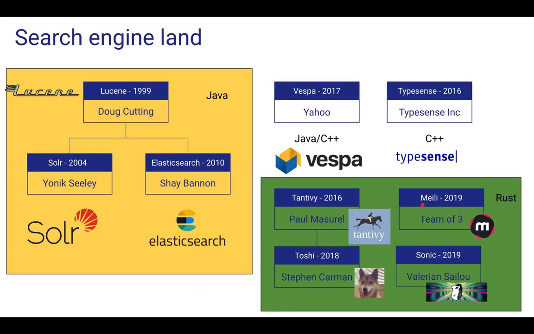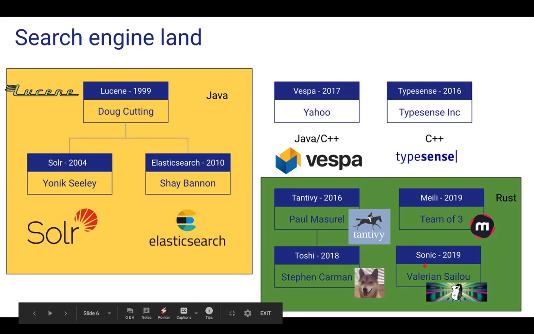And then there is another one, also written in Rust, launched in 2019. It's a team of 3 developers, and it's gaining popularity as well. All of these are open source. And then Sonic is another one launched in the same year by Valerian Saliou.